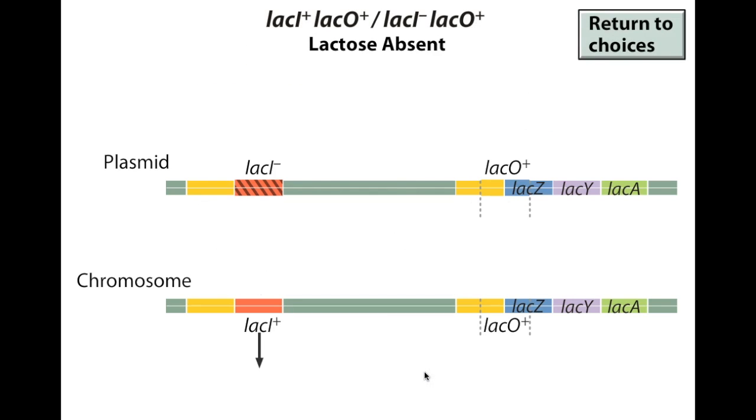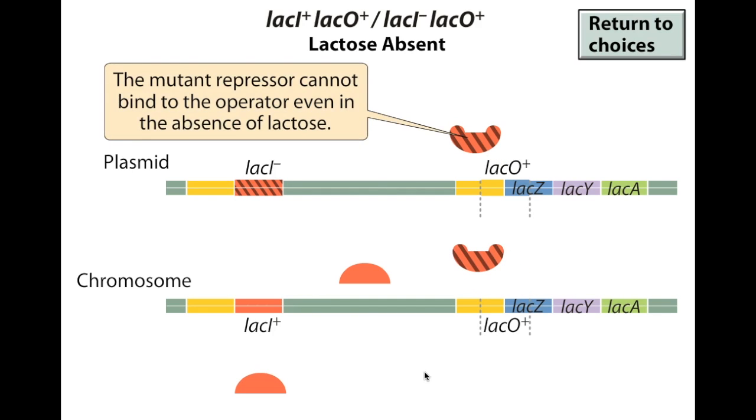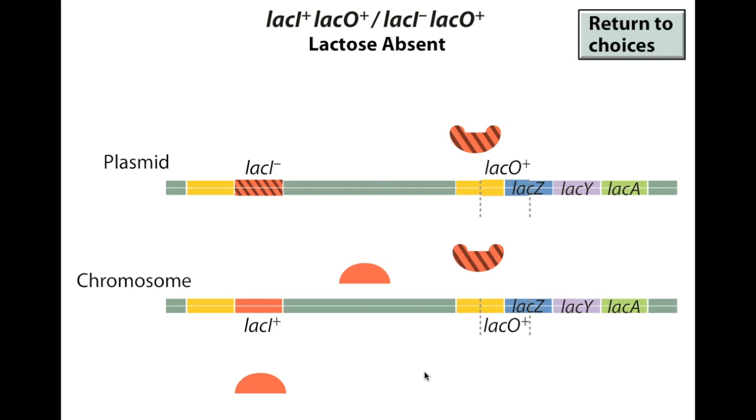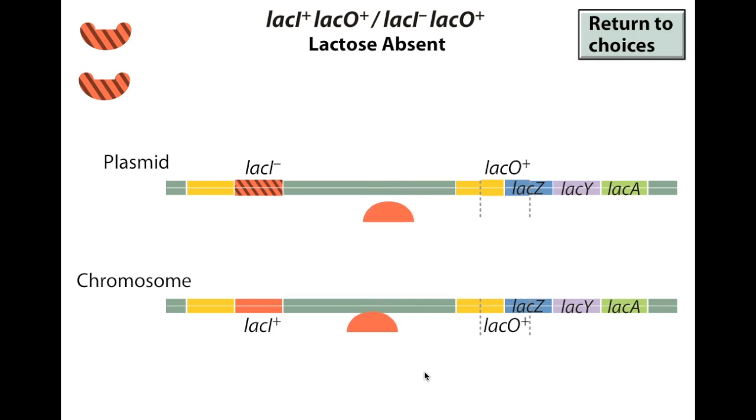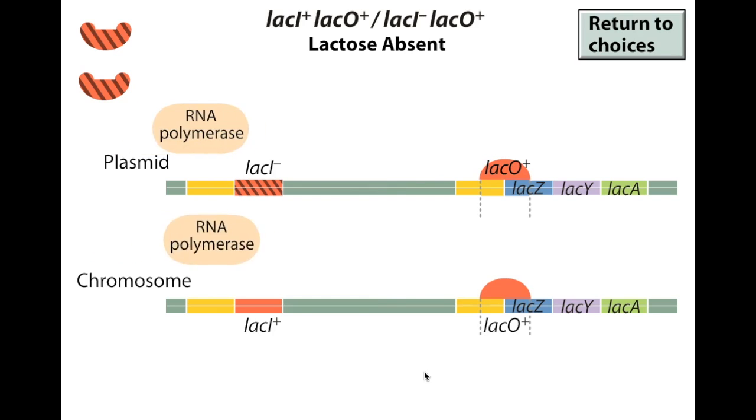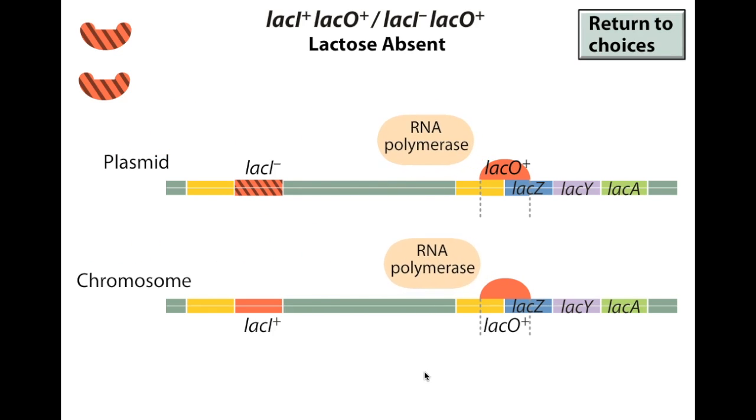The Lac-I plus gene produces active repressor proteins. The Lac-I minus gene produces mutant repressor proteins. The mutant repressor proteins are unable to bind to the operator regions of either operon, even in the absence of lactose. However, the active repressors are able to bind to operator regions of either operon where they prohibit the binding of RNA polymerase. Because RNA polymerase cannot bind, the structural genes are not expressed.